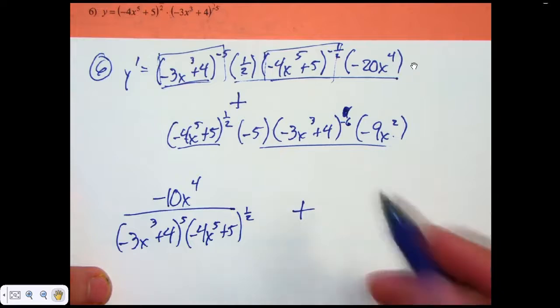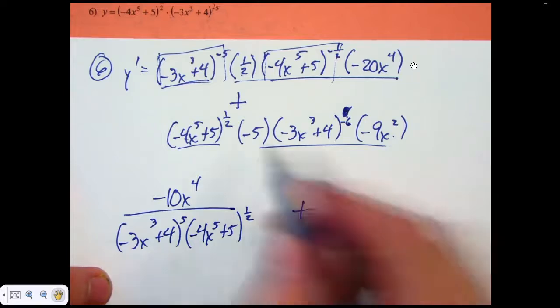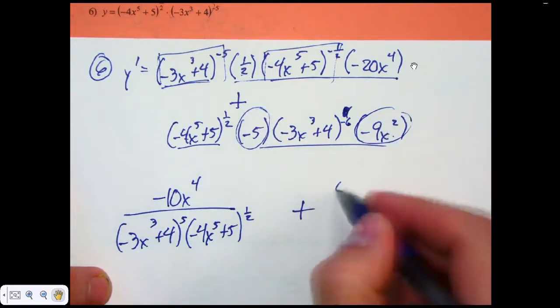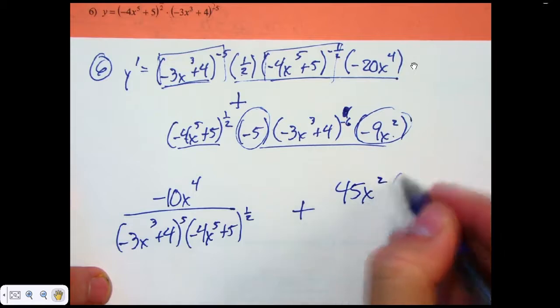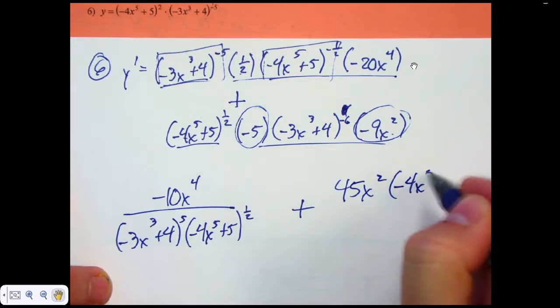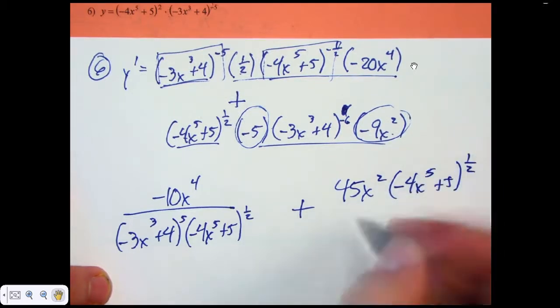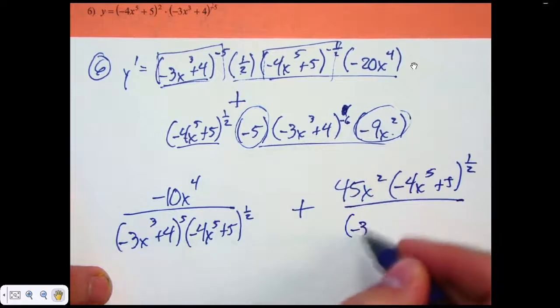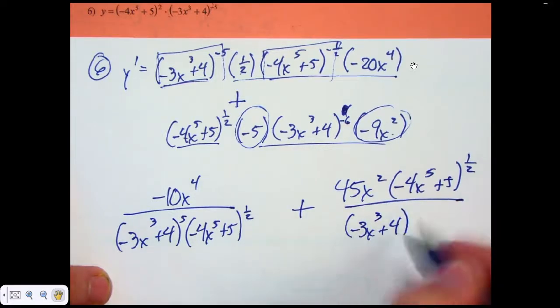So then I've got on top positive 45x squared, negative 4x to the 5th plus 5 to the 1/2. On the bottom, I've got this negative 3x to the 3rd plus 4 to the 6th.